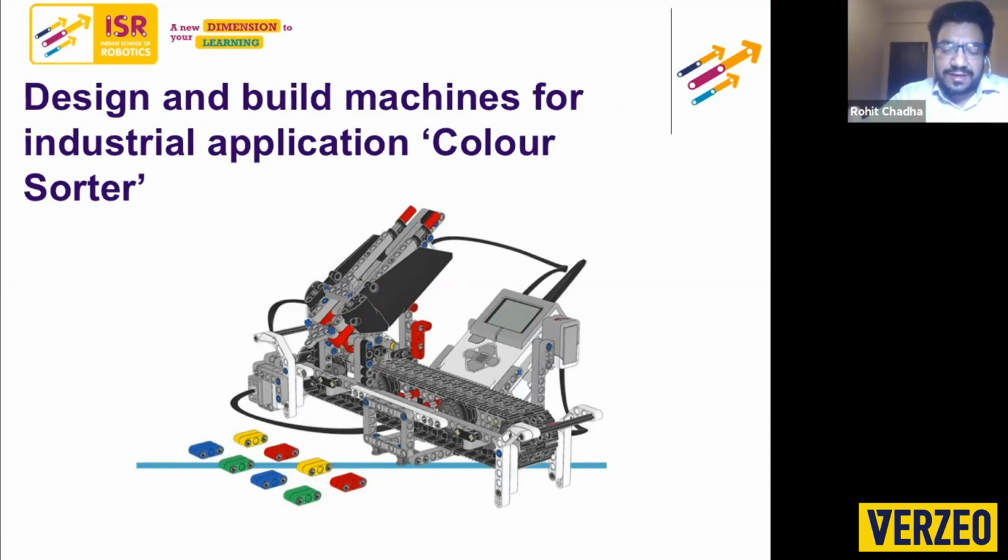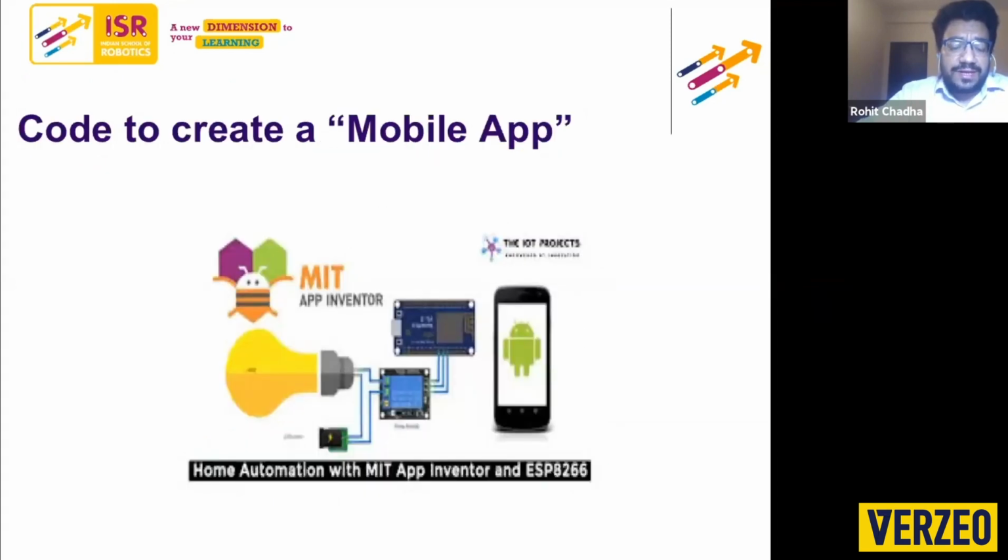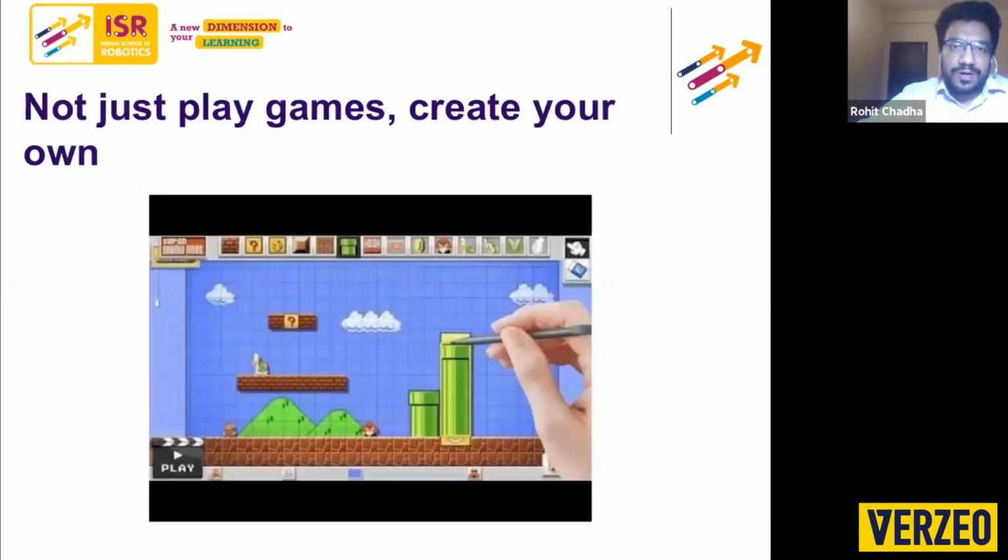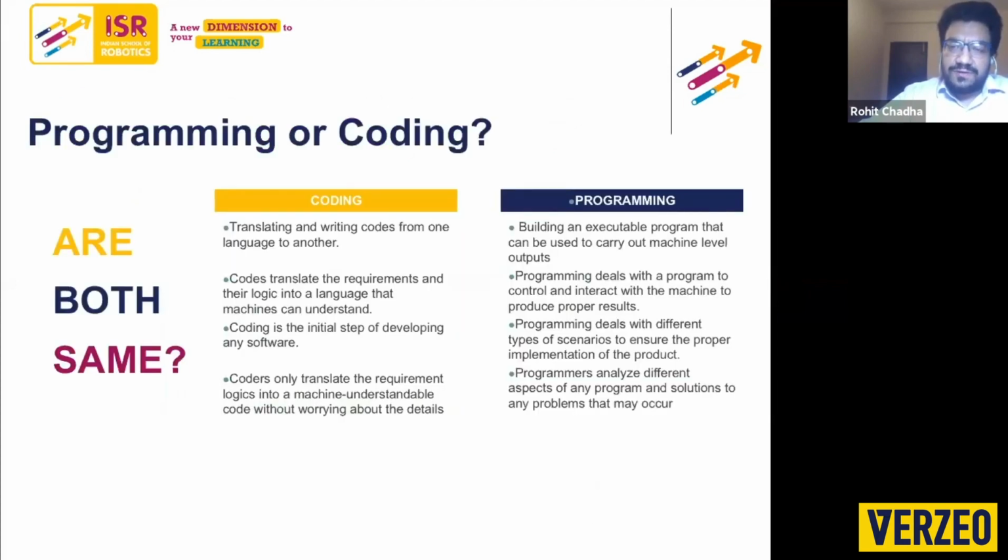So it will segregate all the objects once they pass to the machine based on the color. Again, we can create mobile apps and use these apps for automating our home. So we can switch on and off lights and other electrical appliances using a mobile phone. So again, this is a kind of application of robotics. We can create games, though it is not actually robotics, it is more about coding. So this is one of the things which we can do.